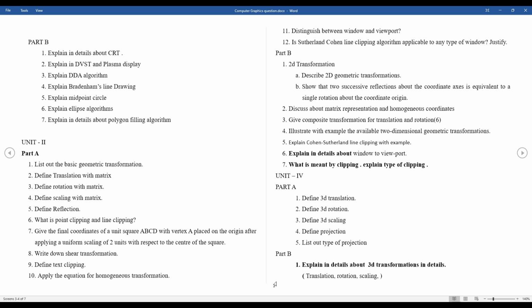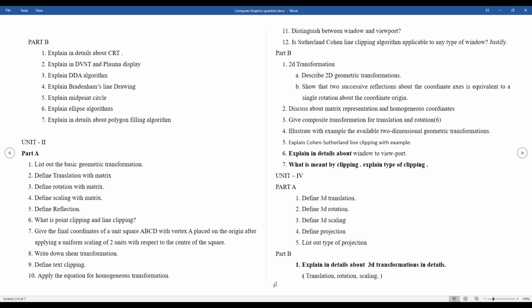After that there are projections. Projection is nothing but projecting a 3D object onto a 2D view plane. The 3D is converted into the 2D view plane. What are the types of projection available? Orthogonal projection and parallel projections are there. And how the projection is done is the important point.